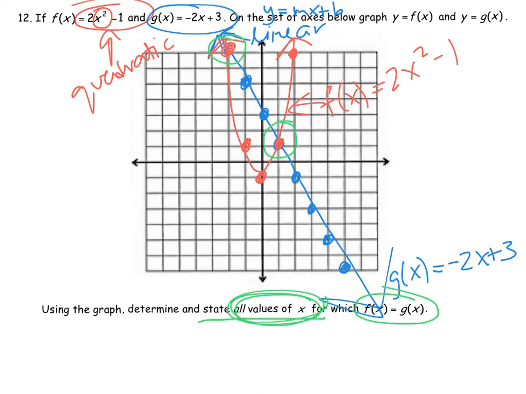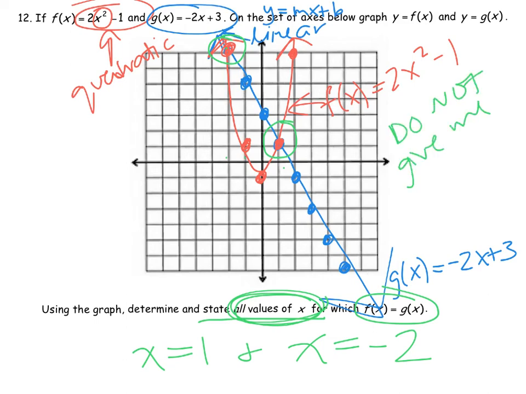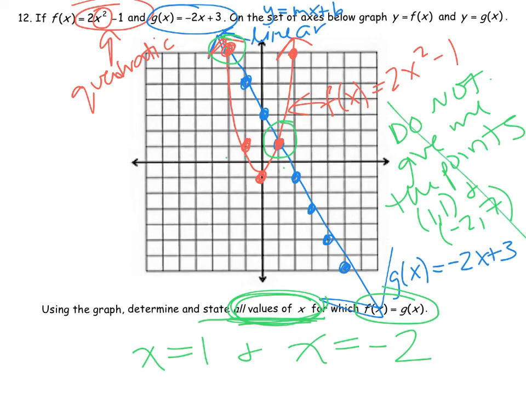So if I look, when x is 1, they intersect. And when x is, let's see, -2, they intersect. Do not, this would be bad, do not give me the points because it asks for the values of x. So if you wrote 1, 1 and negative 2, let's see, negative 2, 1, 2, 3, 4, 5, 6, 7, negative 2, 7, you would be wrong. This is not going to get you any credit. You got to read directions. It says state the values of x.